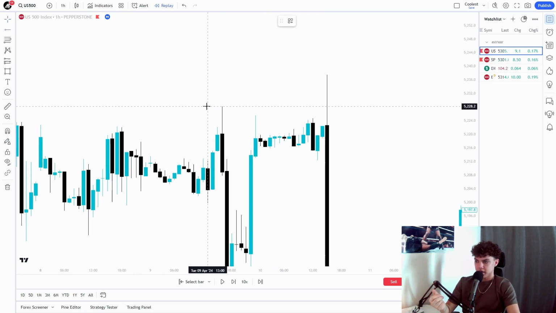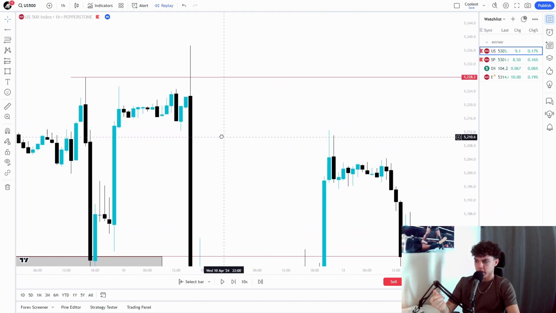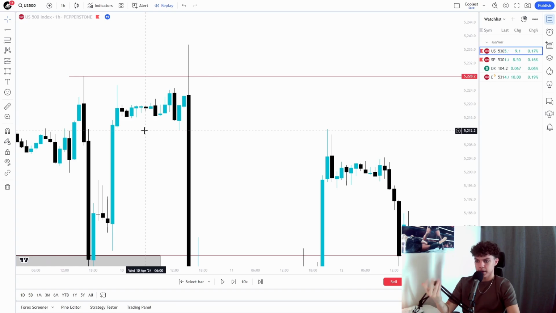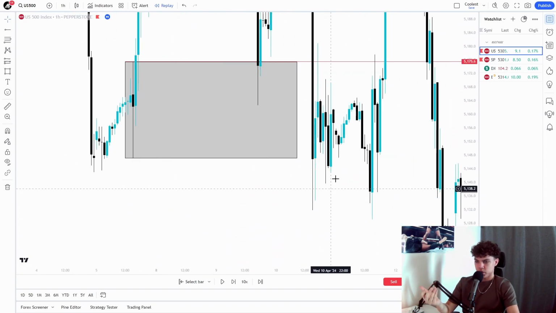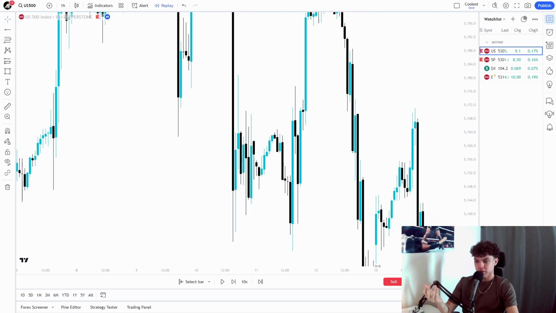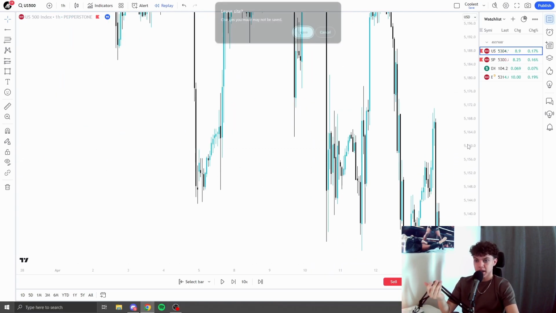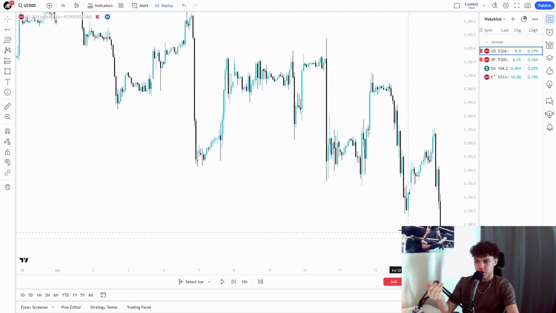And what happens then? Liquidity sweep, guys, and continuation to the downside. And another liquidity sweep going up, and that's how the trend moves. That's how the price really moves, guys.